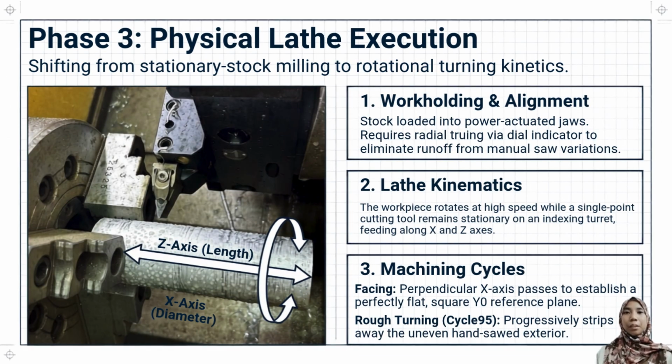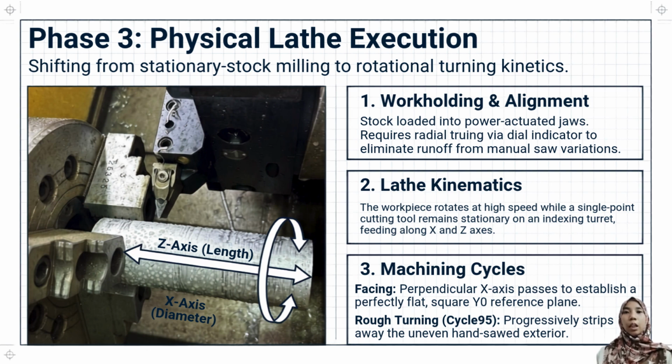After completing the simulation stage, we proceed to phase 3, physical lathe execution, where the CNC program was transferred from the visual environment to the actual CNC lathe machine. First is work holding and alignment. The raw material was loaded into the lathe chuck and securely clamped. Since the stock was manually cut using a handsaw, careful alignment was required to minimize runout.